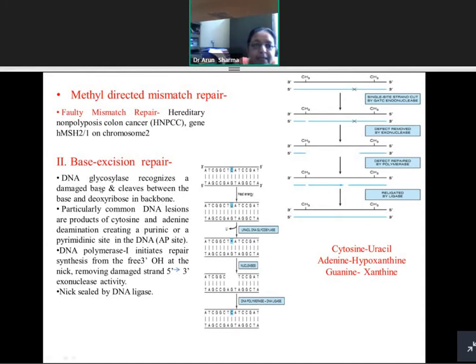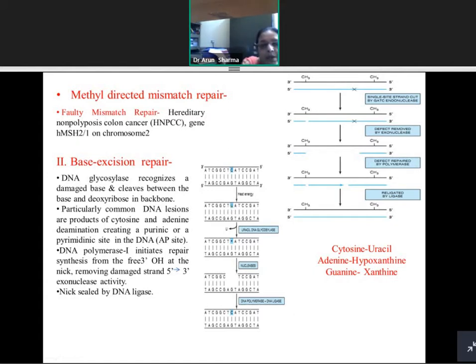So, first, the DNA glycosylase will recognize a damaged base. Okay. So, this is the damaged base over here. It will recognize and it will cleave between the base. Now, remember in the methyl mismatch repair, a chunk of nucleotides is removed from the newly synthesized DNA strand. However, in the case of base excision repair, it is not so. Here only a single base will be removed, and it will cleave this base and deoxyribose from the backbone of the DNA molecule.